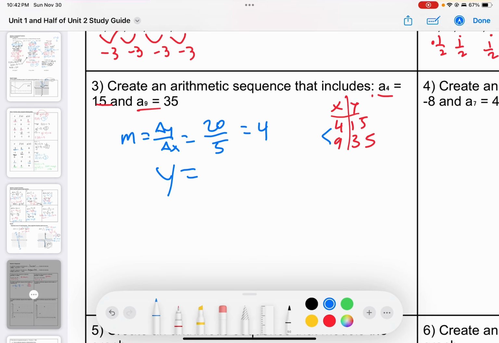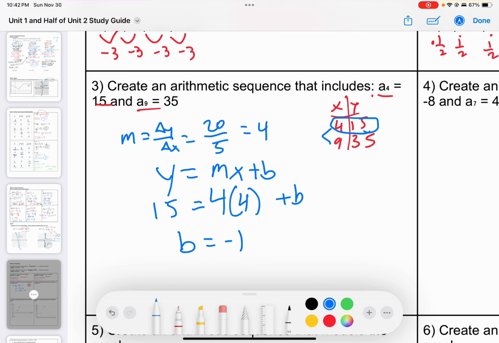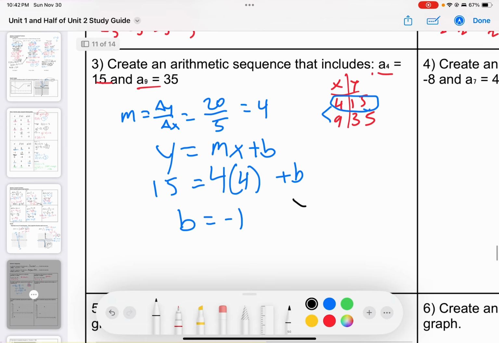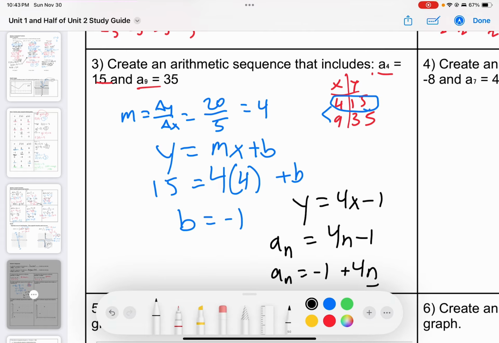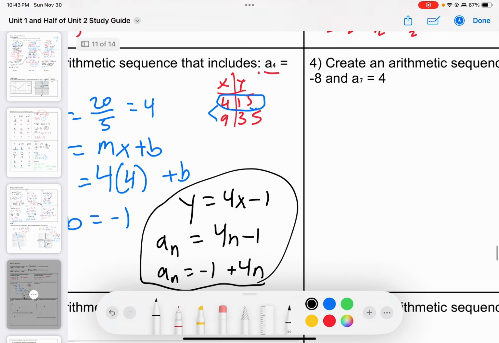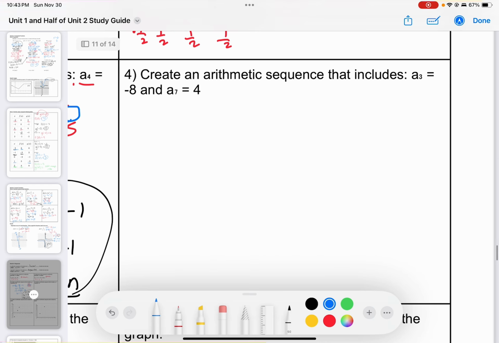So if I'm thinking about this as y equals mx plus b, I can substitute a 4 into m, and I can take one of these points, it doesn't matter which one, and substitute into x and y. 15 goes into y, 4 goes into x, and plus b. I solve for b, and b is equal to -1. So I can write this equation as y equals 4x minus 1, or in sequence notation, a of n equals 4n minus 1, or sometimes we say this first. So there we go.